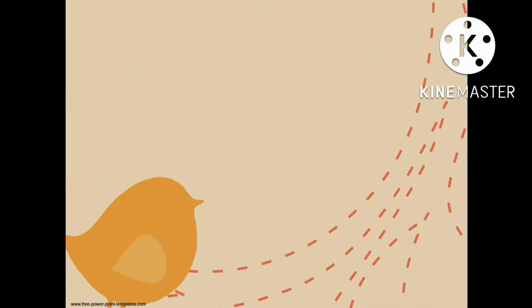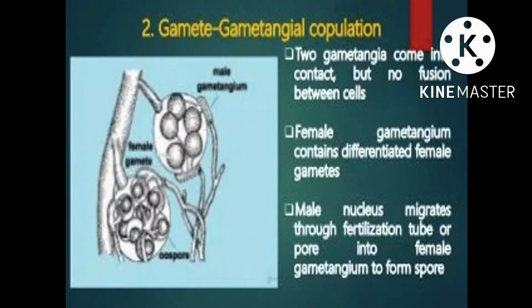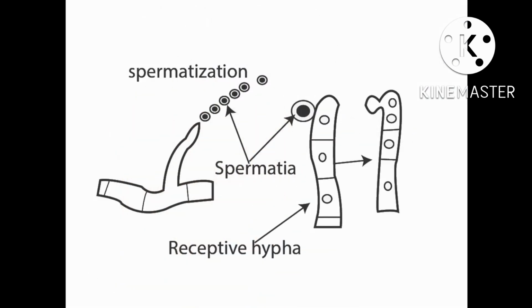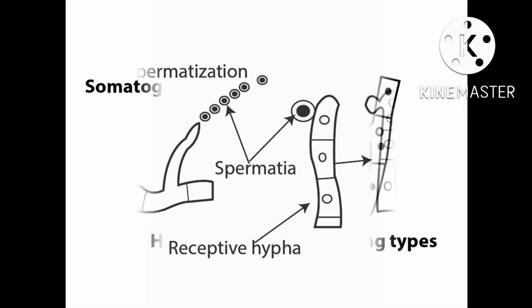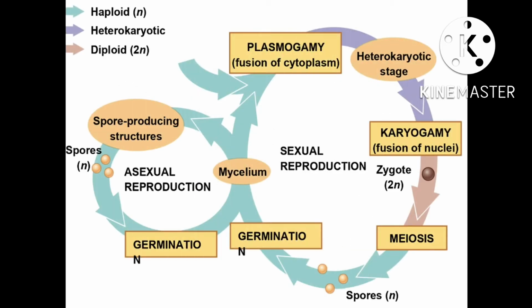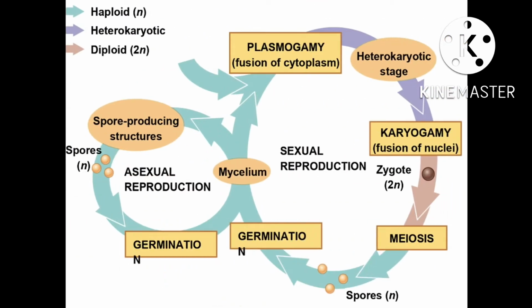Sexual fusion occurs by gametic copulation, which is shown in yeast, gametangial contact, which is shown in Pyronema, spermatization, which is shown in Ascobolus carbonarius, and somatogamy, which is seen in Peziza. Sexual reproduction takes place in three stages. What are the three stages? These are plasmogamy, karyogamy and meiosis.